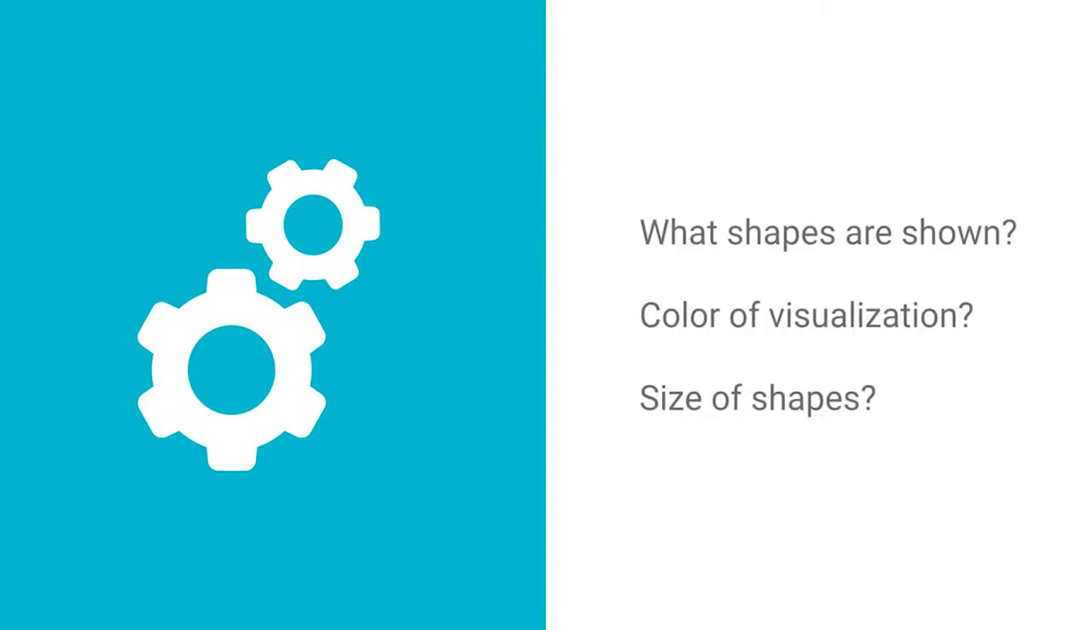This is where you come in. You'll be making a settings screen for this application that will let any user modify the following attributes. First, which shapes are shown. Second, the color of the visualization. And finally, the size of the shapes. Let's go ahead and dive into the code.